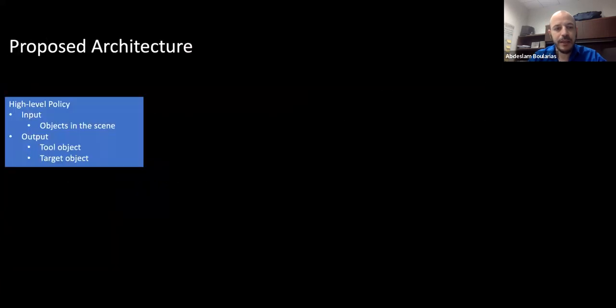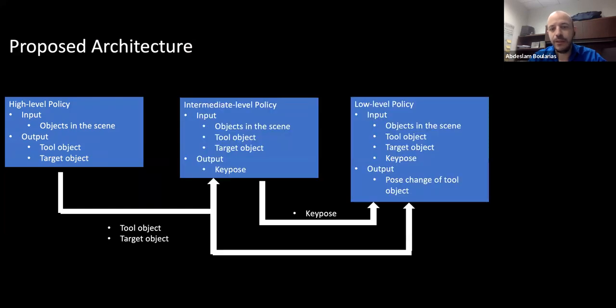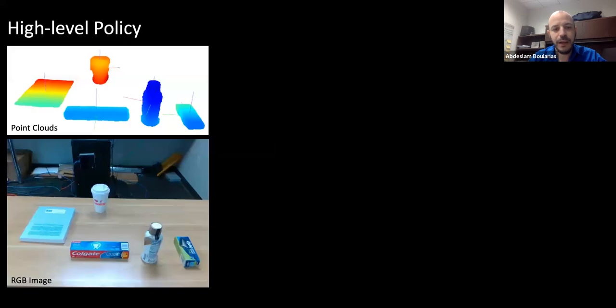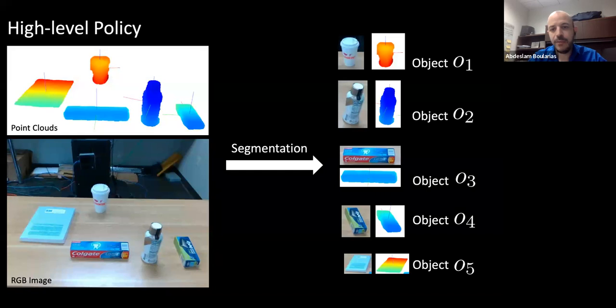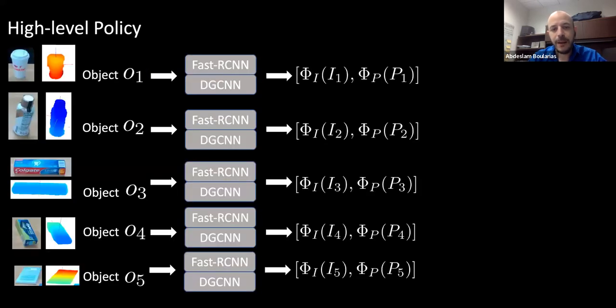So the proposed architecture has these three levels: high level, intermediate level, low level policy, which I will explain in the following. So the high level policy takes as input an RGBD image of the scene and then performs segmentation using off-the-shelf segmentation tools. And for each detected point cloud, we can extract two kinds of features: the appearance features and also shape features using dynamic graph convolutional neural nets. And we do this for every object in the scene.